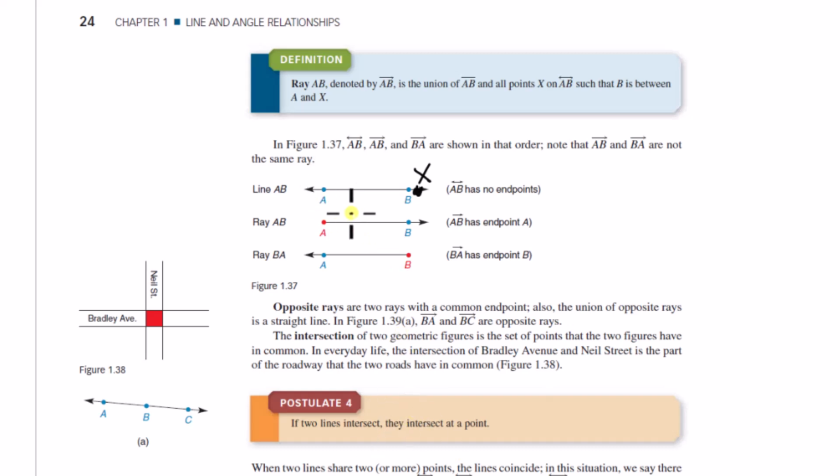So there it is. There's the definition of ray AB. And if you say ray BA, you just reorient the letters. Ray BA would be the union of segment AB and all points X on line AB such that A is between B and X.